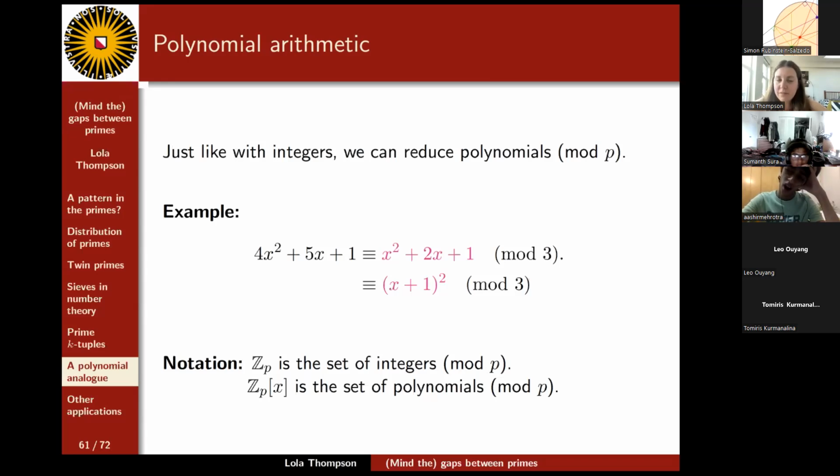So in the result that I'm about to show you, we will be thinking in terms of these polynomials mod p, and we're going to call Z_p the set of integers mod p, and we're going to call Z_p[x] the set of polynomials mod p. So when I write Z_p[x], think about doing things like this, where we take the polynomial and then reduce it mod p.